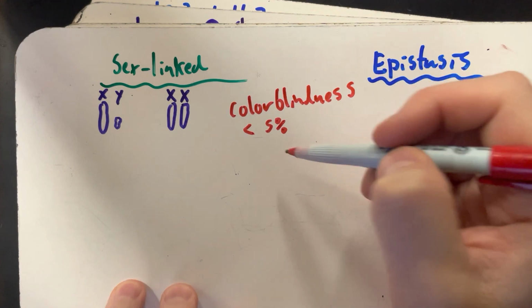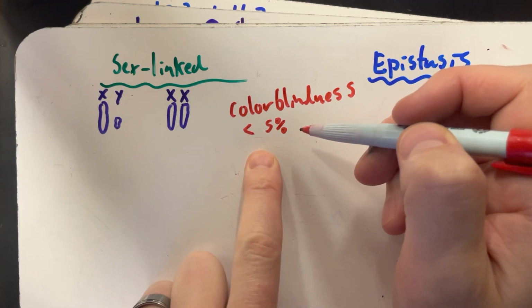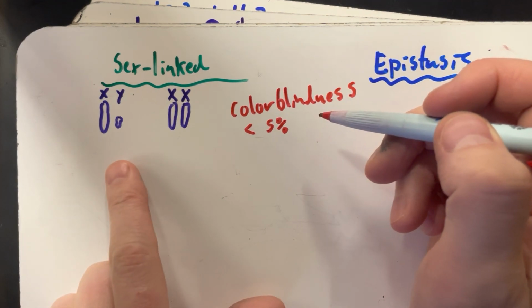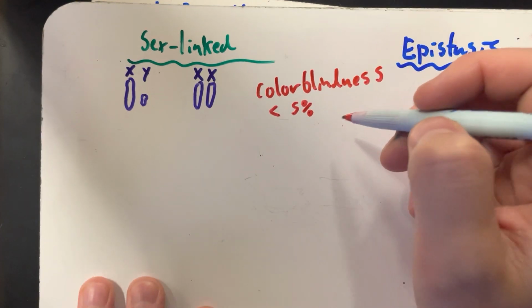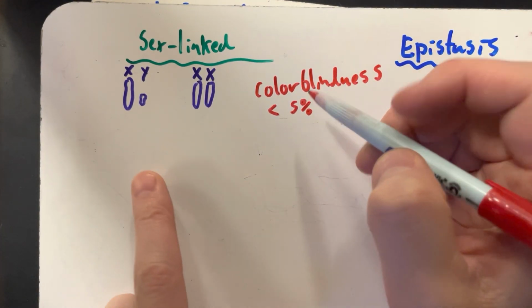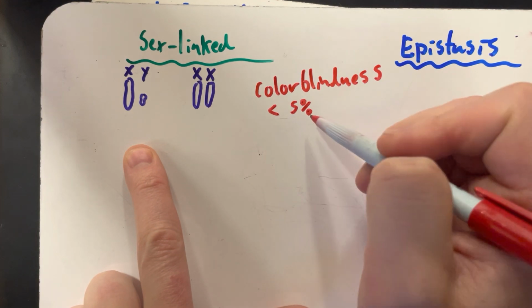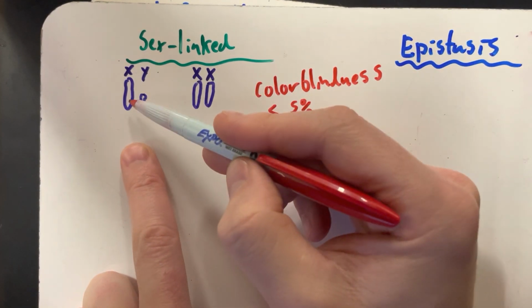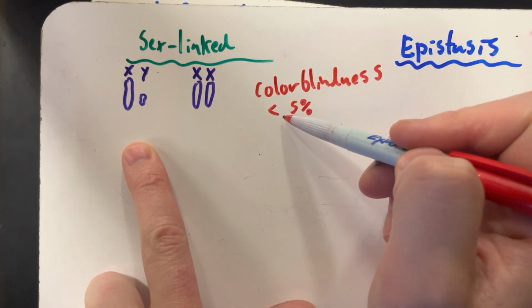But, yeah, colorblindness is less than 5%, right? So, if you have a 5% chance, as a chromosome, of carrying color blindness, right?